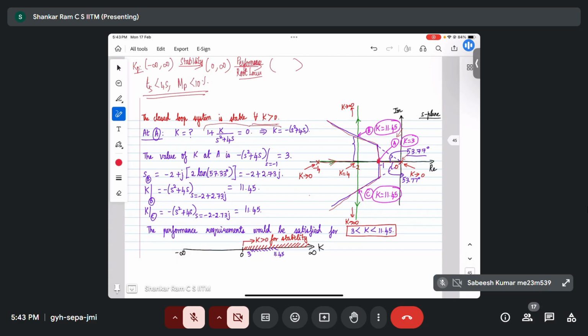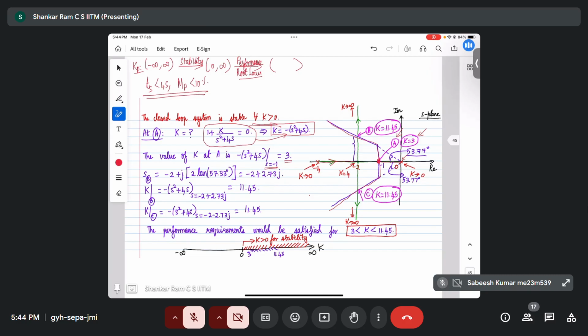Once again, we use the closed loop characteristic equation, which relates s, the value of k, and the closed loop poles. From here, we get this formula. If I rearrange it, k is minus s squared plus 4s. If I substitute s equals -1, which is this point, I get k to be 3. So what does this imply? When k is greater than 3, both branches come into the open trapezoid. I hope this step is clear.